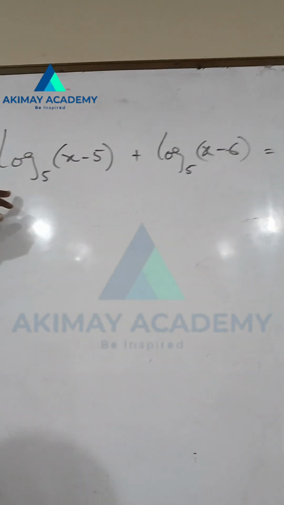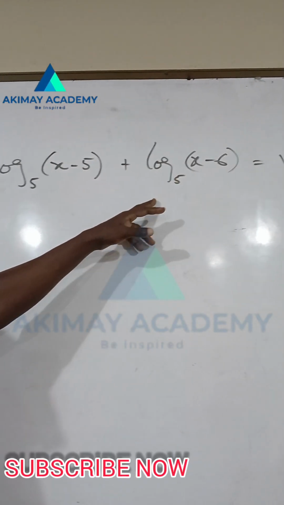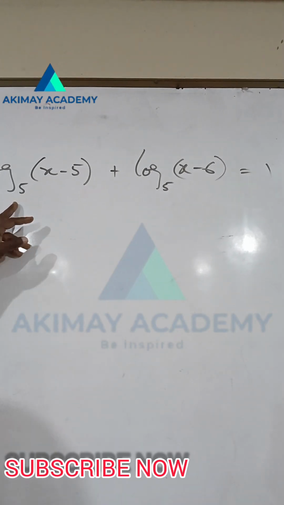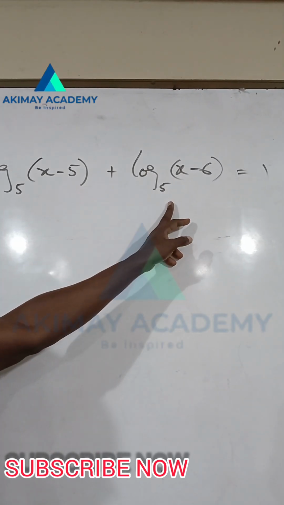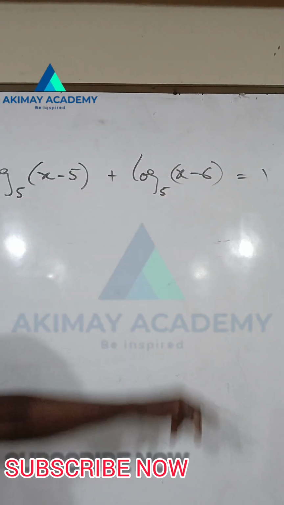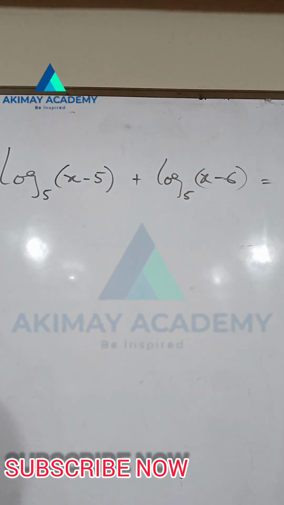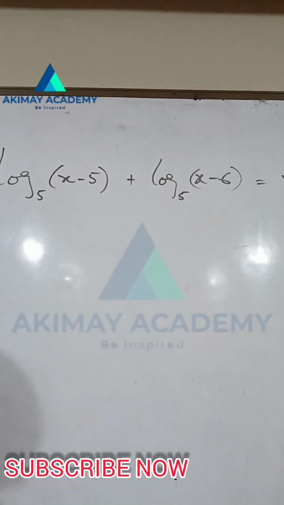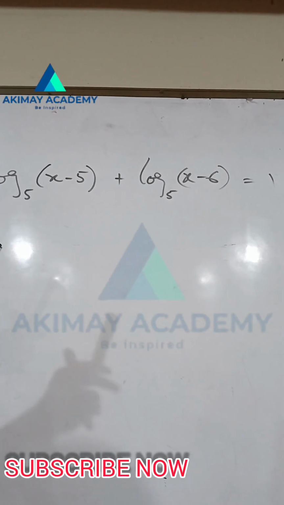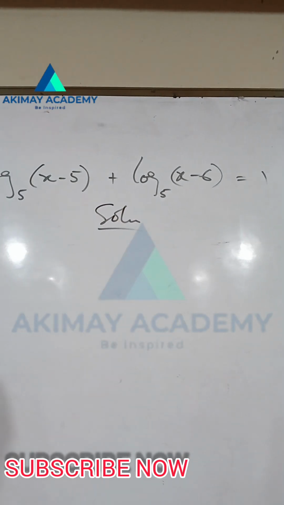Problem: solve log(x minus 5) to the base 5 plus log(x minus 6) to the base 5 equals 1. Here we can see that the bases are the same, so our problem is half solved. If the bases are the same, then we can straight away apply the laws of logarithm to simplify this. Let's look at how to simplify this particular problem.